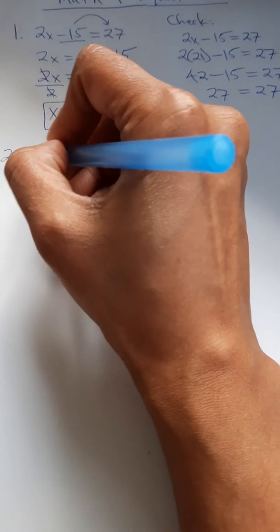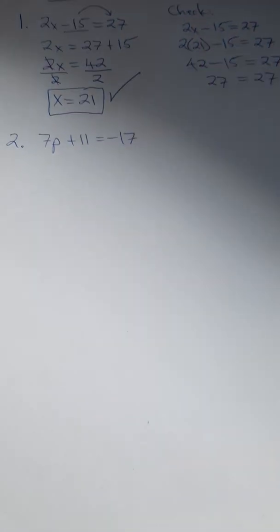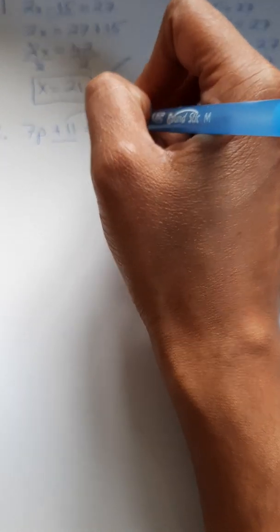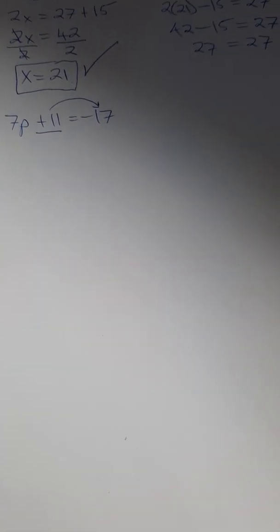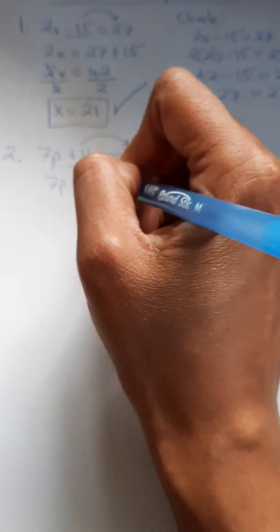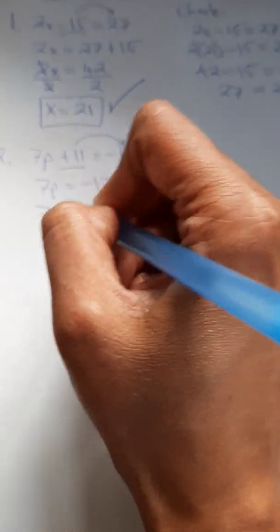Let's try another one. I have 7p plus 11 equals negative 17. Just like when you were doing integers last year, we want to make sure we're taking the sign in front of the number. I notice here the 11 is positive, and I'm going to take it to the other side. So I have 7p equals negative 17 minus 11, and so 7p is equal to negative 28.